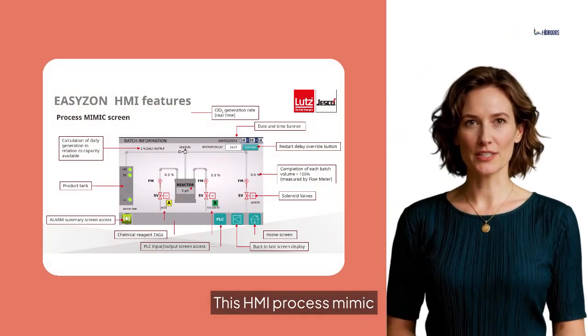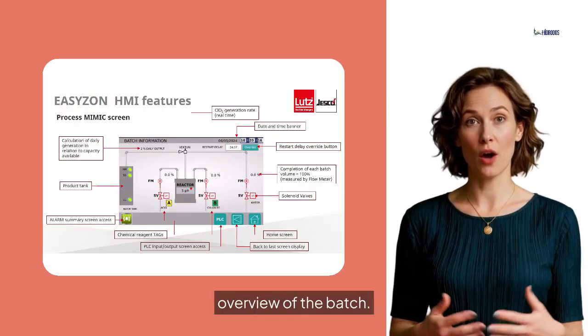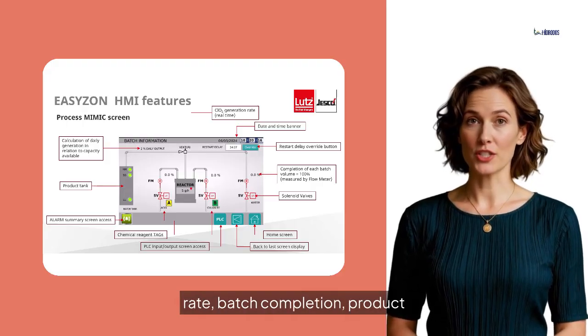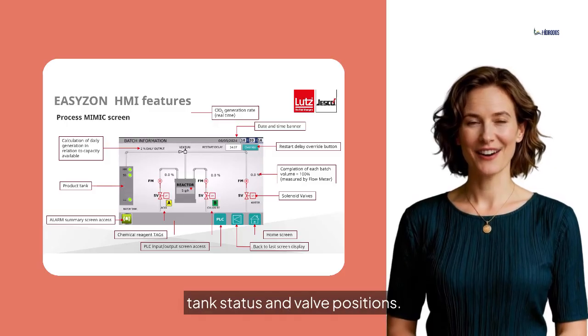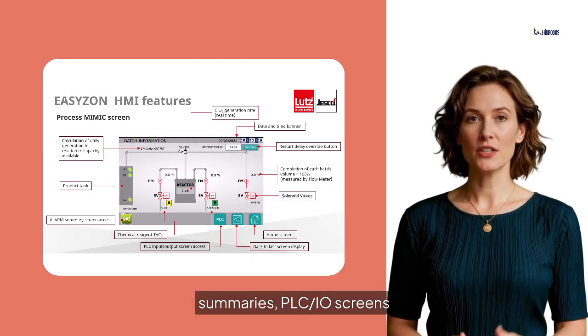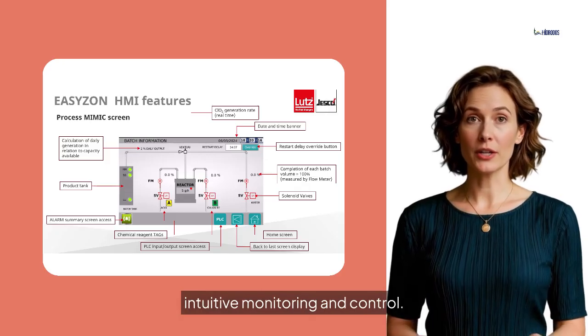This HMI process mimic screen provides a real-time overview of the batch. Operators can see ClO2 generation rate, batch completion, product tank status, and valve positions. From here, they can access alarm summaries, PLC I/O screens, and navigation buttons, enabling intuitive monitoring and control.